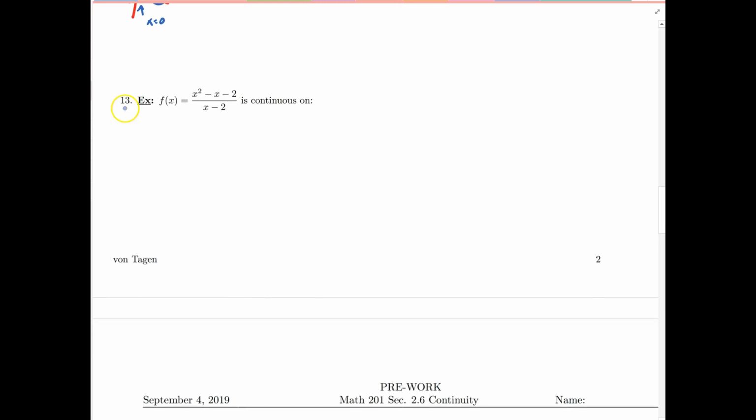Okay, moving on to number 13, where is this function continuous? Well, notice that f of x could be thought of as the ratio of these two functions, where g of x is the numerator function, which is x squared minus x minus 2, and the denominator function would be x minus 2. So I could think of f of x as one continuous function divided by another continuous function.